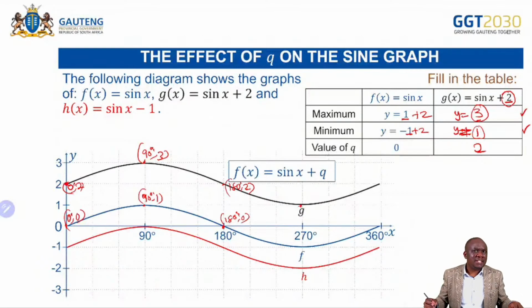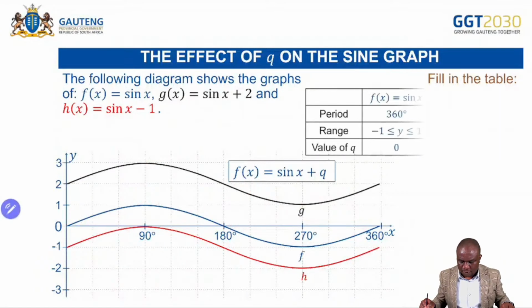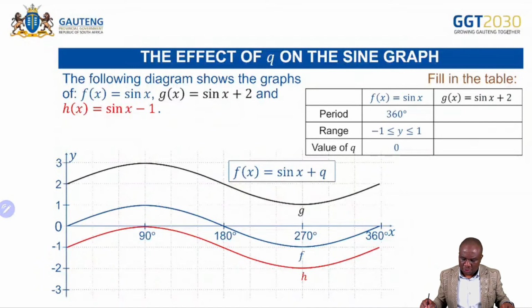Now let's look at the range. Is the range affected by the value of q? Is the period affected by the value of q? Let's find out. Can you try to fill in this table? Let me give you 2 minutes. Let's try to fill in this table there and there for g of x. Once we do g of x, we'll just go through the h of x because it is the same thing. And then try to do this in 2 minutes.